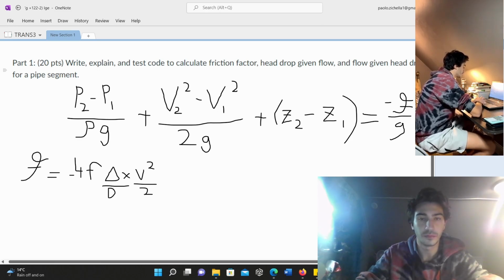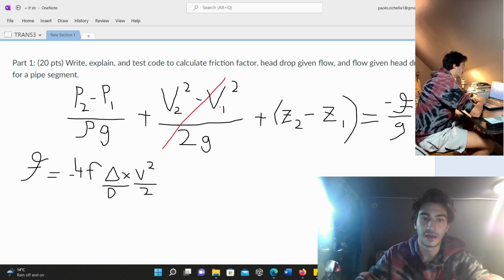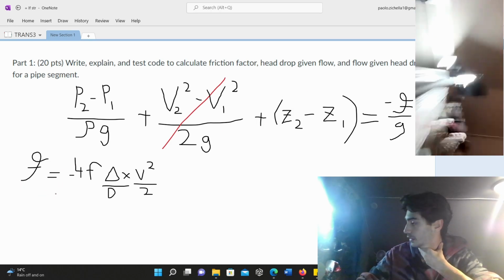So starting from there, from Bernoulli's equation, we know that our pipe's diameter is not going to be changing, so we know that this velocity is going to remain constant, right? So we're not going to have this big difference. We can forget about this factor.